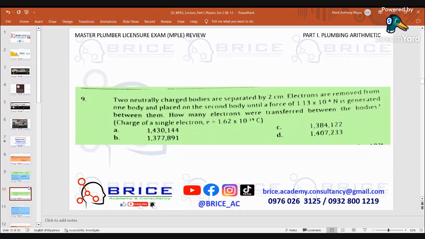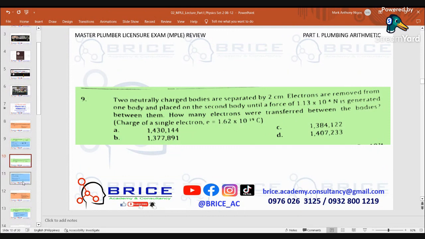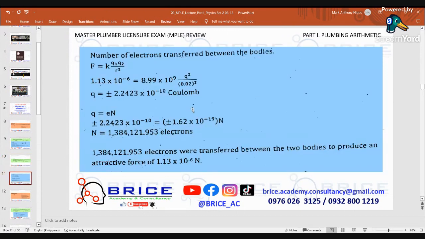Another question. Two neutrally charged bodies are separated by 2 centimeters. Electrons are removed from one body and placed on the second body until a force of 1.13 times 10 to the negative 6 is generated between them. How many electrons were transferred between bodies? The charge of a single electron is equal to E, E is equal to 1.602 times 10 to the negative 19 C. This is the solution: the number of electrons transferred between the bodies.